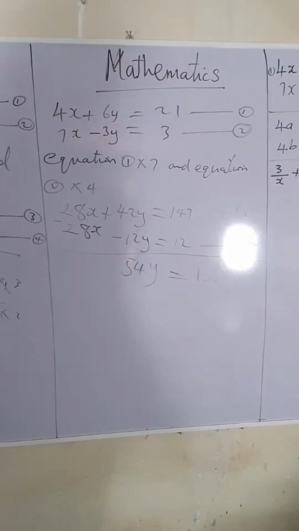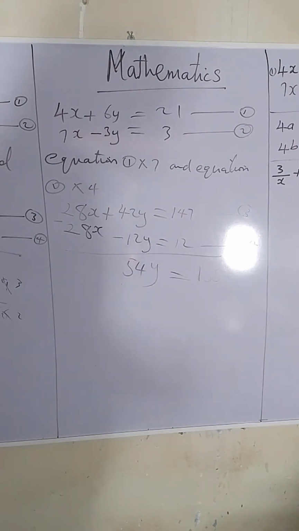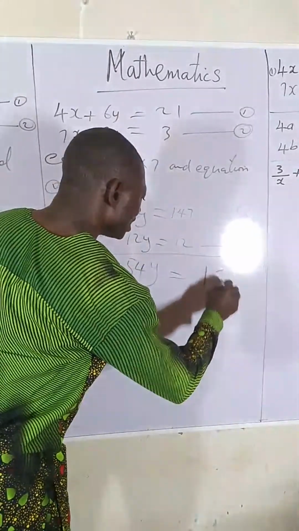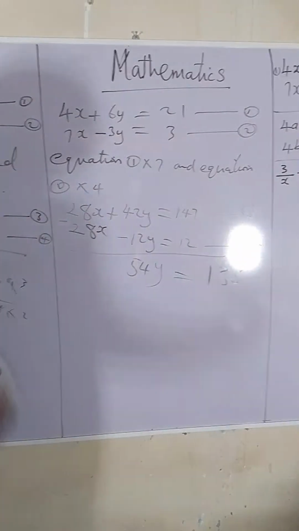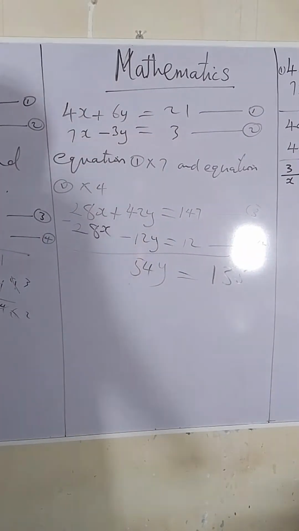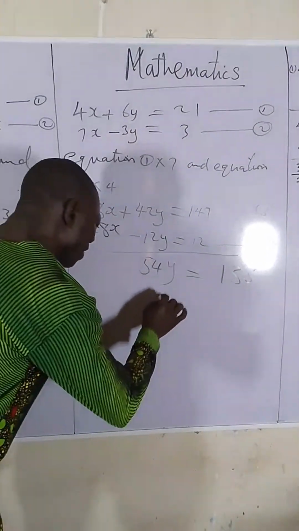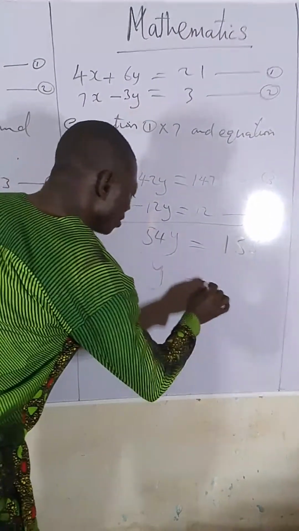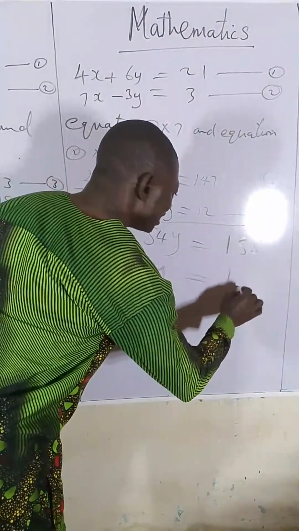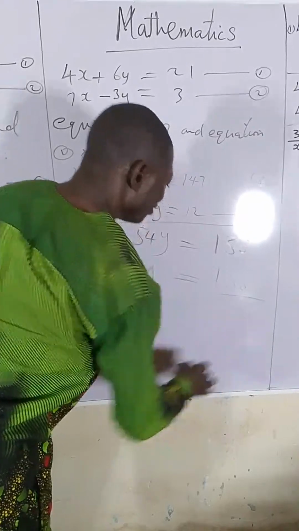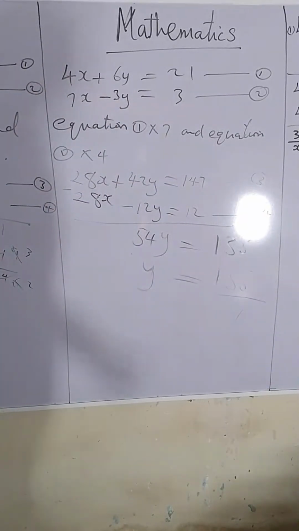By the time we've gotten 135, then we will solve. We divide both sides by the coefficient of unknown, which is 54. So we can divide this in our mind and say that y is equal to 135 divided by 54.